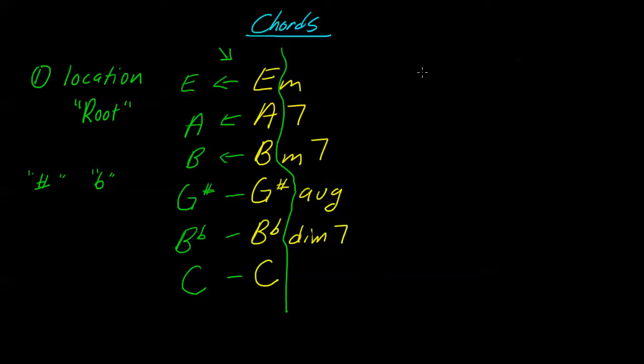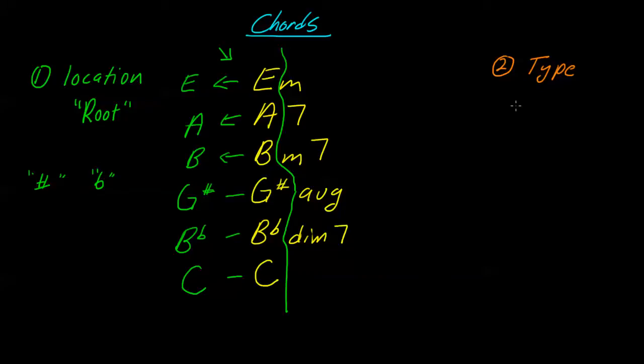Now the second piece of information is this. It tells you the type of chord that these are. So this is a minor, the type is a minor chord. This is a 7th chord. This one is a minor 7th chord. This one is an augmented chord. This one is a diminished 7 chord. And here, even though there's nothing on the right side of this C, it still tells you it is a type of chord. When there's nothing there, it tells you that it is a major chord.